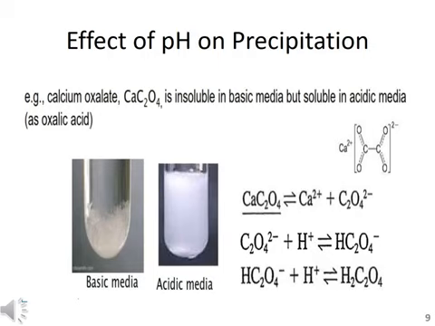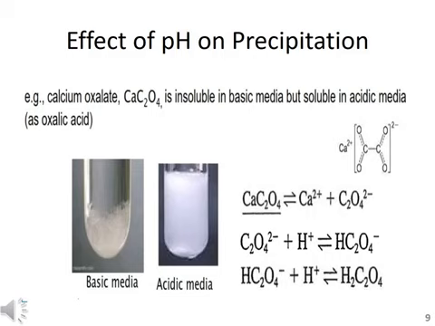Impact of environment means the acidity or the basicity of the environment. If the environment is basic, then what happens? And if the environment of the reaction chamber is acidic, then what will be observed in the case of precipitation? When we are dealing with calcium oxalate, it's insoluble in basic media, but calcium oxalate is soluble in acidic media as oxalic acid.